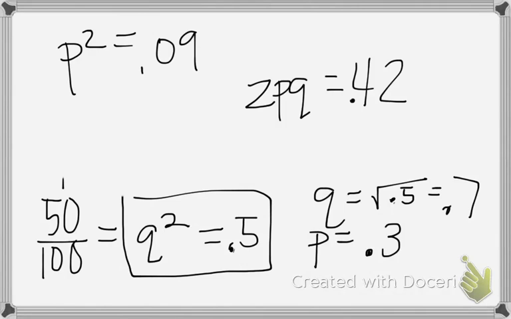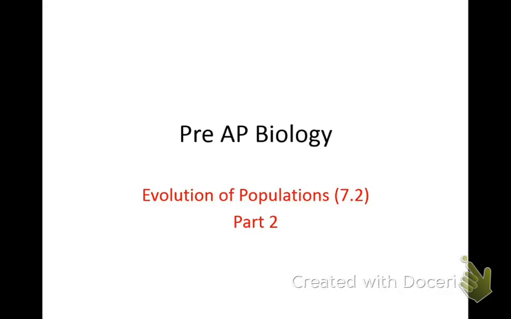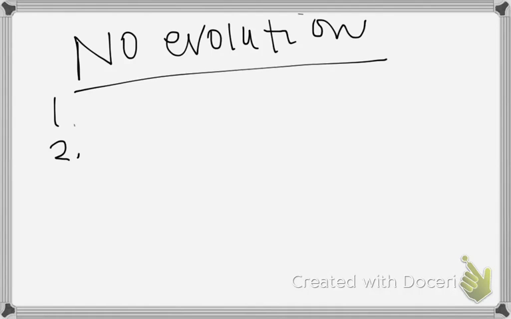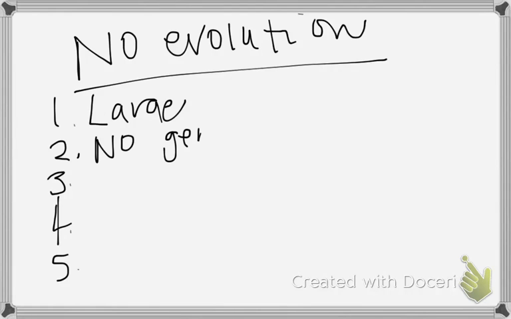There are 5 things that, if a population is in Hardy-Weinberg equilibrium, mean there's no evolution. And so there are 5 things that could make that happen. 1, it's got to be a large population. 2, nobody's moving in, nobody's moving out. We're going to call that gene flow: nobody moving in or out.